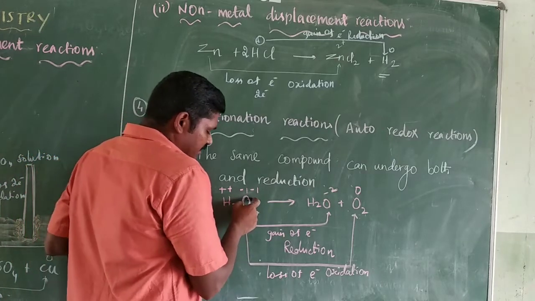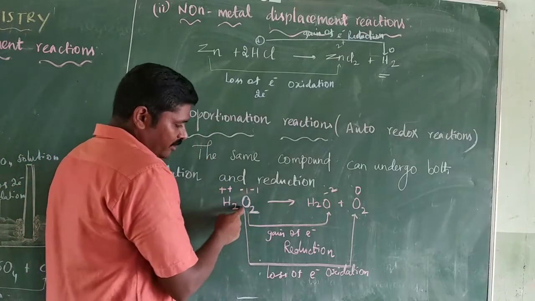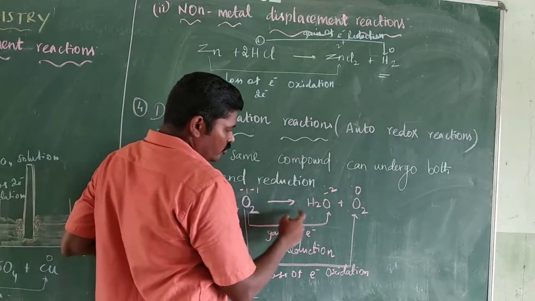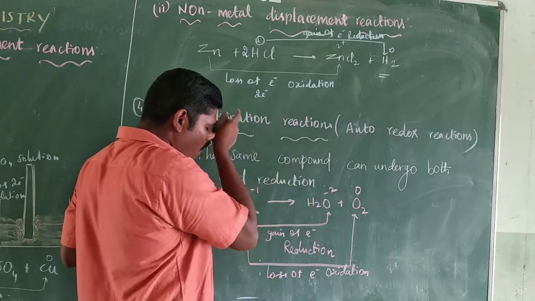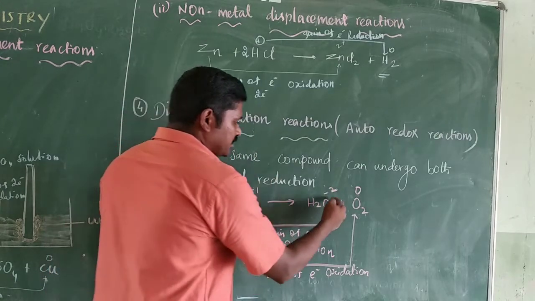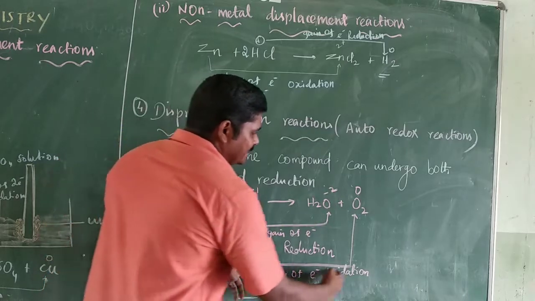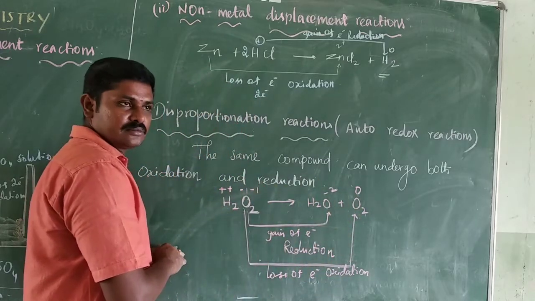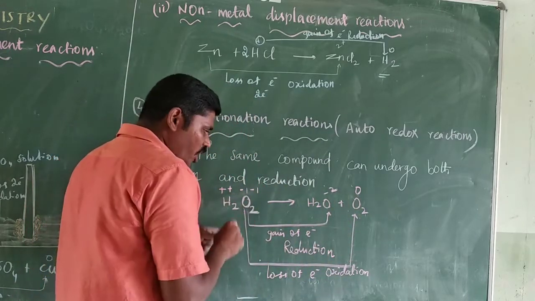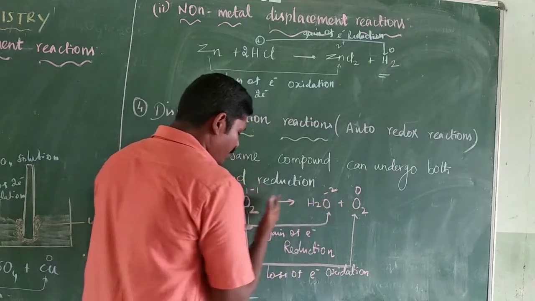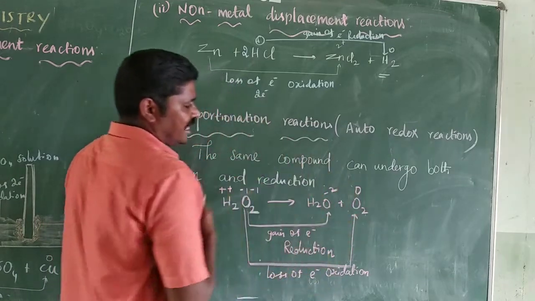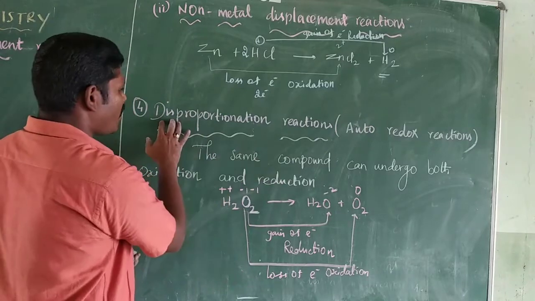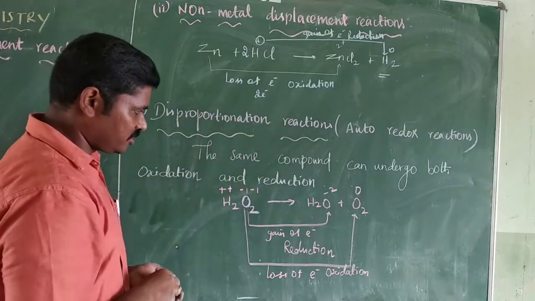So oxygen at minus 1 gains an electron to convert to O minus 2, decreasing the oxidation number, and also increases the oxidation number. The same element is involved in both decreasing and increasing the oxidation number. This reaction is called a disproportionation reaction.